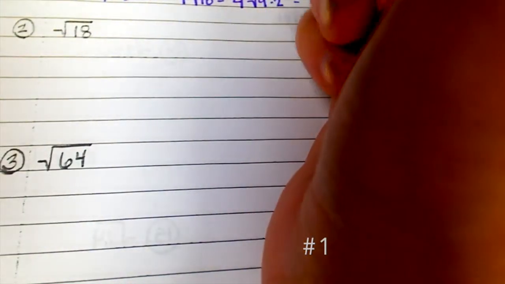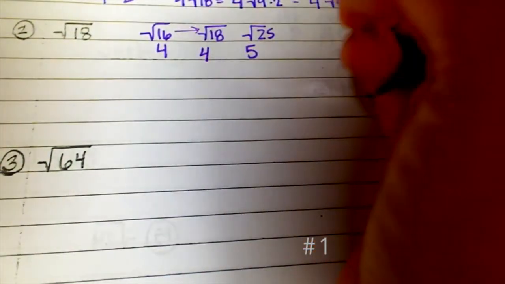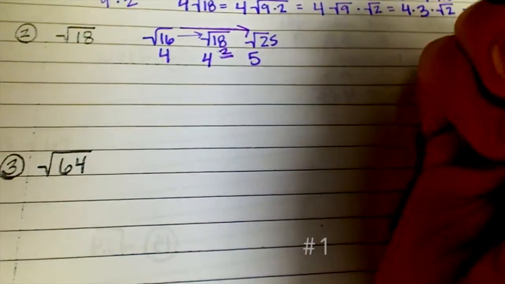The square root of 18. What is a perfect square below the square root of 18? 16. What is the square root of 16? 4. What's the perfect square above it? Yeah. So you get 4, and the difference between 16 and 18 is 2. Oops. And the difference between 16 and 25 is 9.